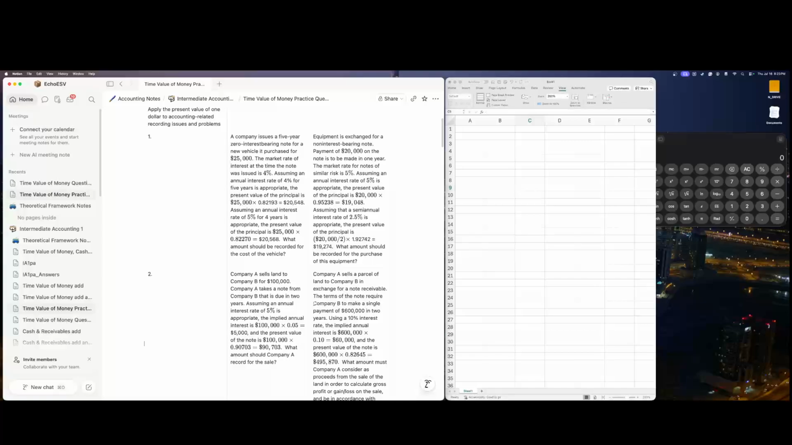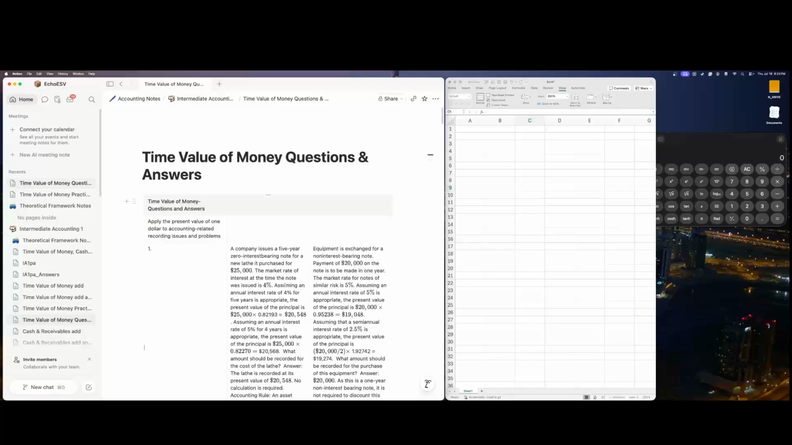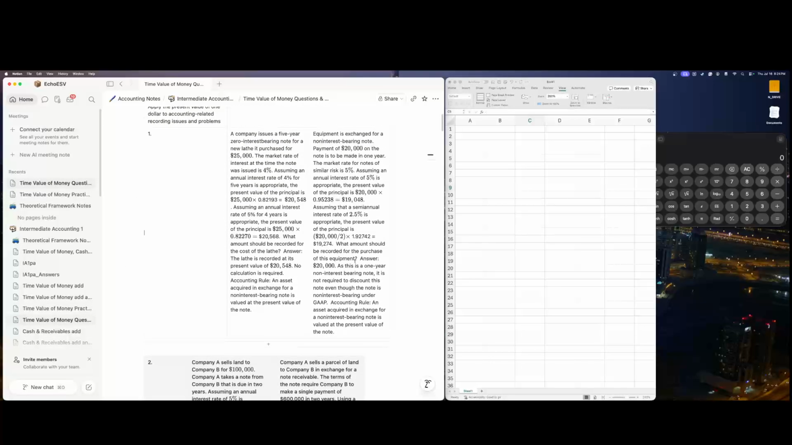Equipment exchange for a note payment of 20,000 made in 1 year. Market rate 5%. Assuming that 5% is appropriate, that means the principal at the present value is $19,048. Assume that semi-annual interest. Present value of that principal is $19,274. So you're gonna probably assume that it's an annual. It's not.